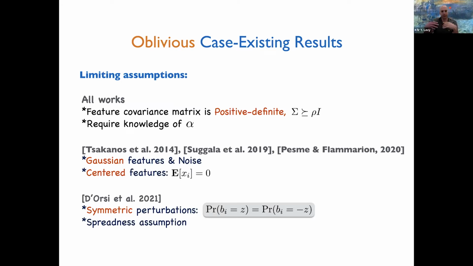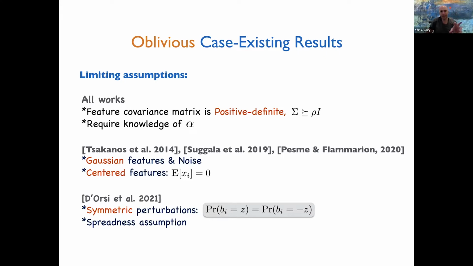So Dorsey provides guarantees without these assumptions, but he actually makes an assumption that weakens the adversary. He assumes that the adversary may only choose symmetric perturbations, in the sense that the probability of the perturbation being z is equal to the probability of the perturbation being equal to minus z. So this is a very strong assumption, or weakening of the adversary. And they also make another assumption on the covariance matrix, which they call spreadness, which again limits the generality of their setting.